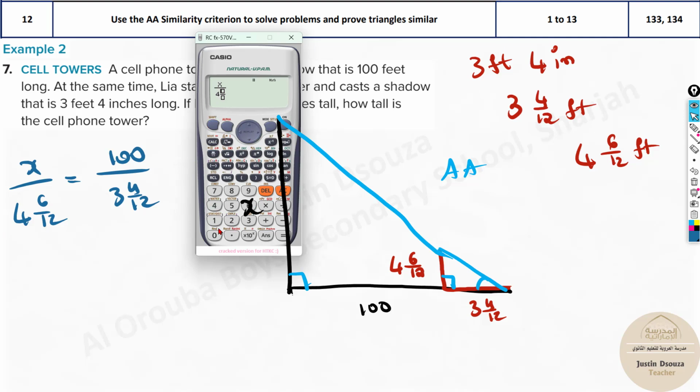Now it is 4 6 by 12. This is a single unit now. That is equal to alpha and calc 100 divided by, again shift and this symbol, 3 3/4, 3 4 by 12. Don't need to simplify, calculator will do it. Shift and solve. The answer is 135.